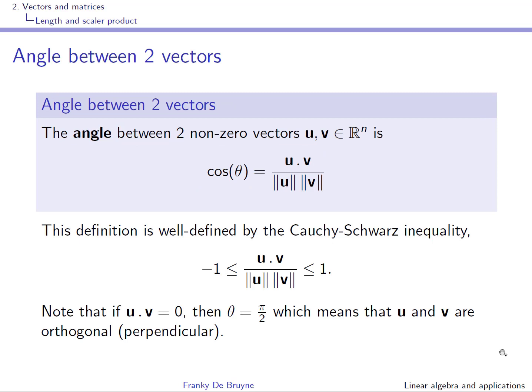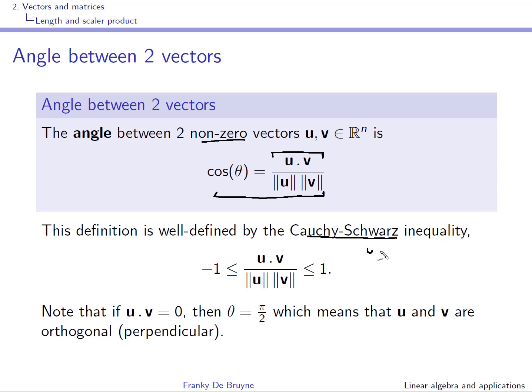Well, the angle between two non-zero vectors can be computed using this formula. It says here non-zero, otherwise you'll have a problem here at the denominator. So you can obtain the cosine of the angle by this expression over here. And for the cosine to be defined, you would expect this expression to be between -1 and 1, and this is indeed the case by the Cauchy-Schwarz inequality.